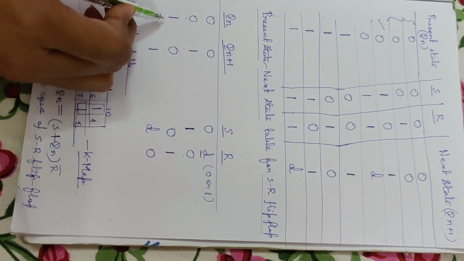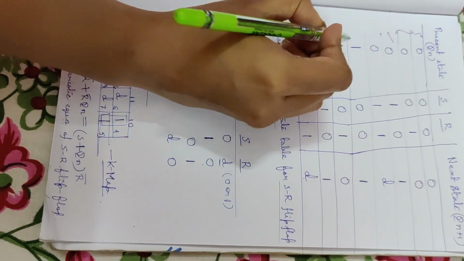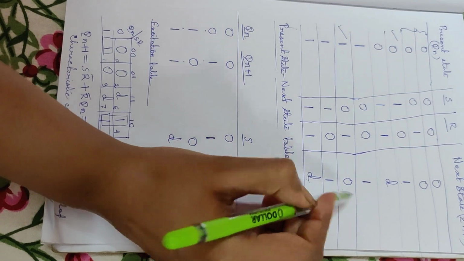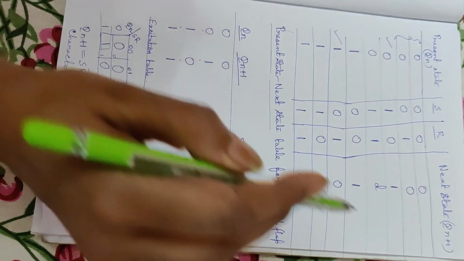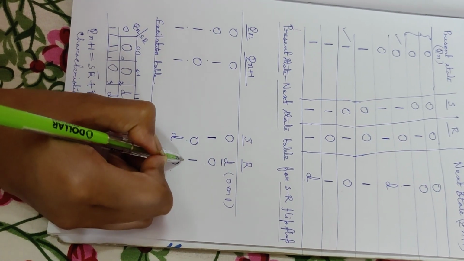Next, coming to the condition where present state is 1, next state is 0. This is the condition when present state is 1, next state is 0. Here S is equal to 0, R equal to 1. So we are just writing down S equal to 0, R equal to 1.